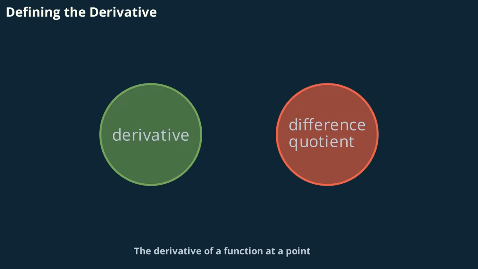The derivative of a function at a point measures how the function changes as its input changes. Formally, it's the limit of the difference quotient: f'(a) equals the limit as x approaches a of (f(x) − f(a))/(x − a). If this limit exists, the function is said to be differentiable. The derivative is a new function that tells us the rate of change at every point.